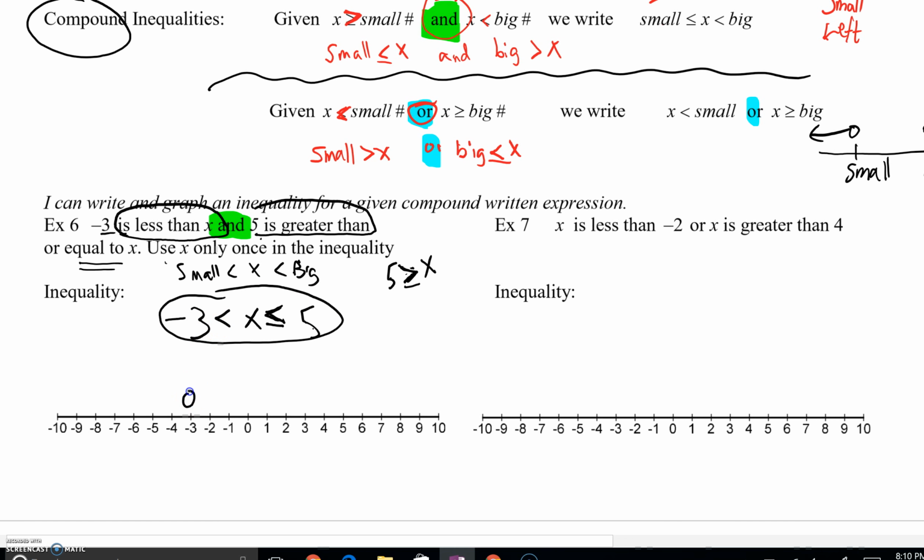-3, we have an open circle, no equal bar. 5, we close it up, and then we just connect in between. That's an AND graph. AND graphs always look like a little stick.